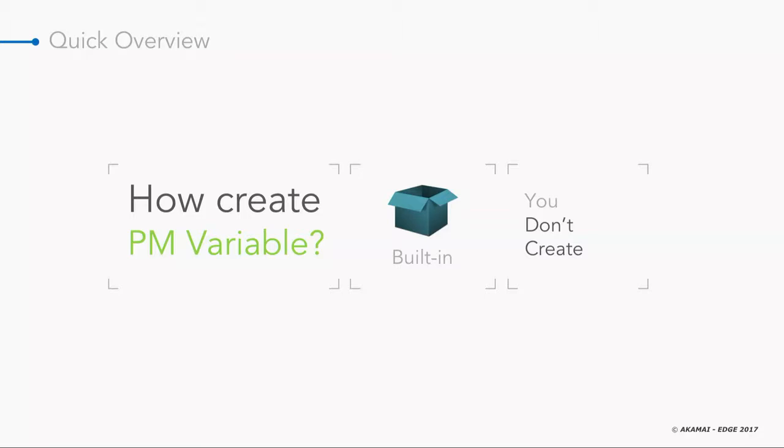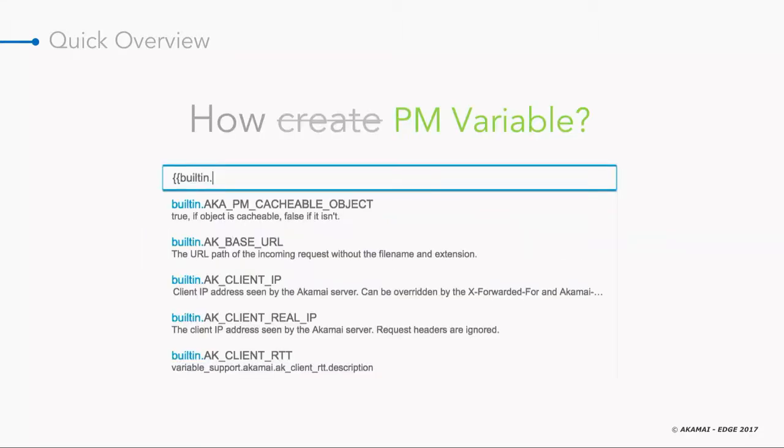Then, how to create a built-in variable? Well, actually, you don't create a built-in variable. A built-in variable is a predefined set of values, so you don't create actually a built-in variable. This is an example of the values that you have available on a built-in variable. As you can see, this is just like a sample. For example, you can see building.ak client IP. This value will contain the end user's IP. So you will see a lot of different useful values there. You can take a look.